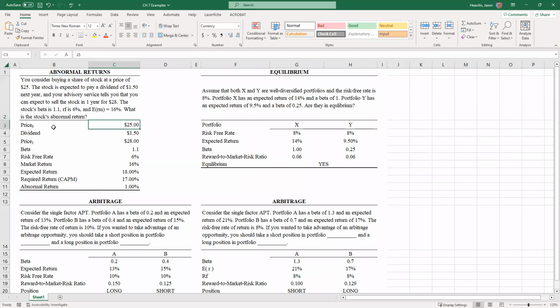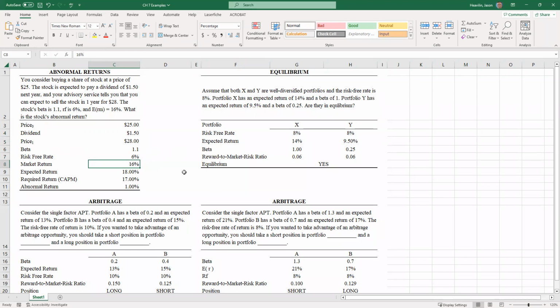So we know that the price is $25, price at time 0. We know that within the next year, a dividend of $1.50 will be paid or expected to be paid. And there's an expectation of the stock price to be $28 in a year from now. The beta, risk-free rate, and the market return.